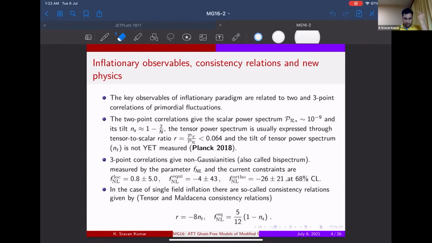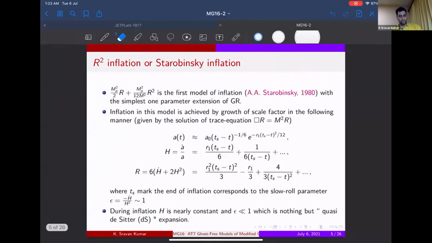And what I will present in the rest of the talk is a counter example. Even though inflation is driven by a single field, we can violate these two consistency relations. This is the main essence of this talk, observationally.